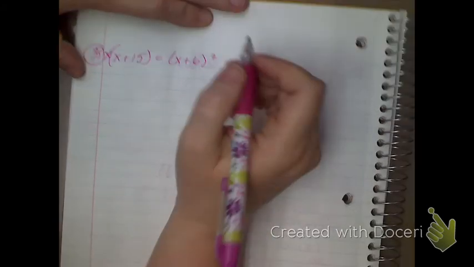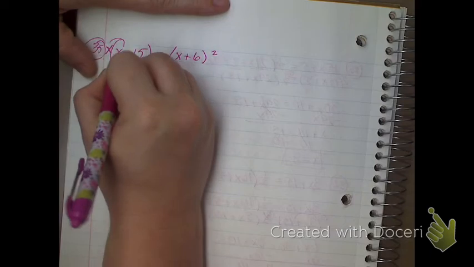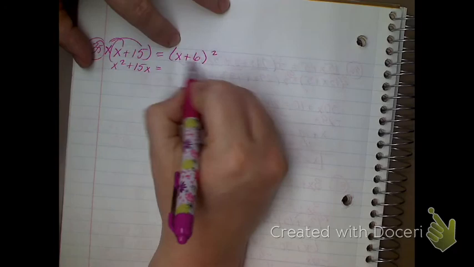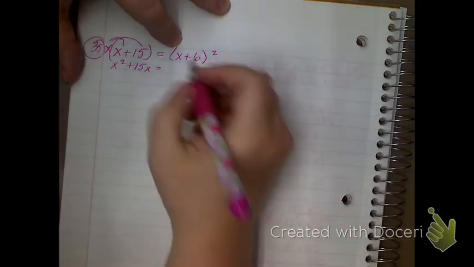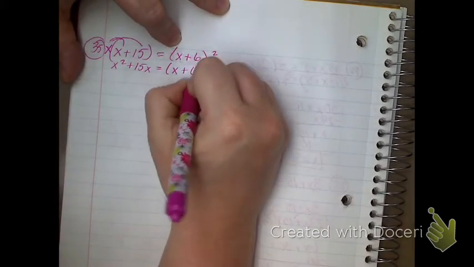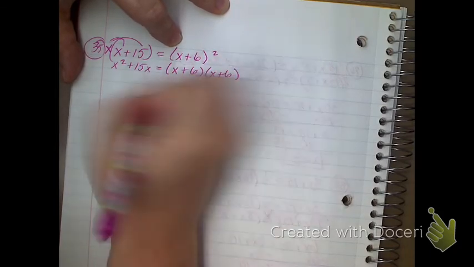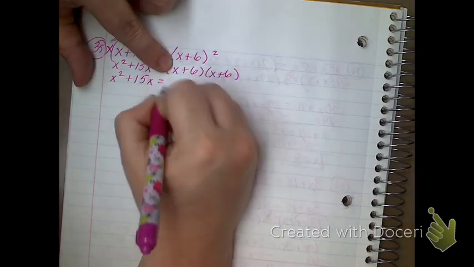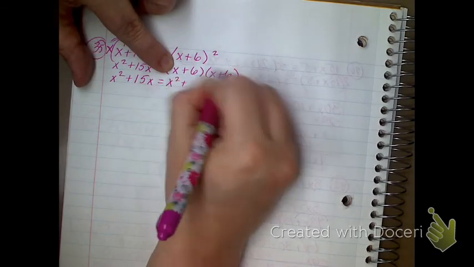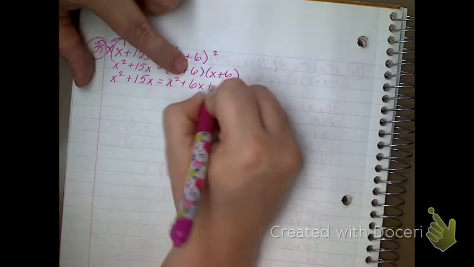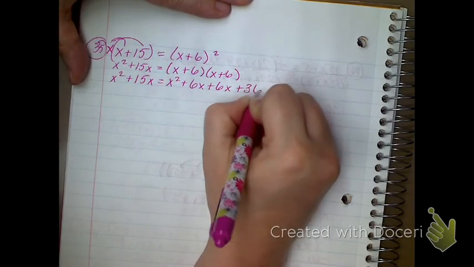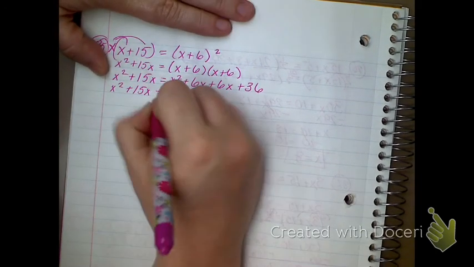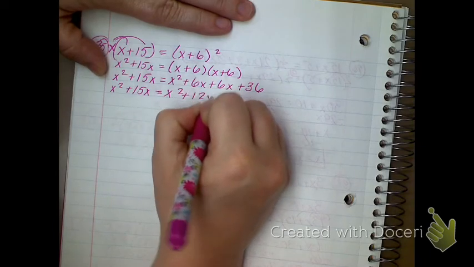So this one's going to take a little bit of work. Let's see. X times x is x squared. X times 15 is 15x. When I have x plus 6 squared, I have to actually write this twice and FOIL it. So this is going to get ugly before it gets nice again. So I have x squared plus 6x plus 6x plus 36. So x squared plus 15x equals x squared plus 12x plus 36.